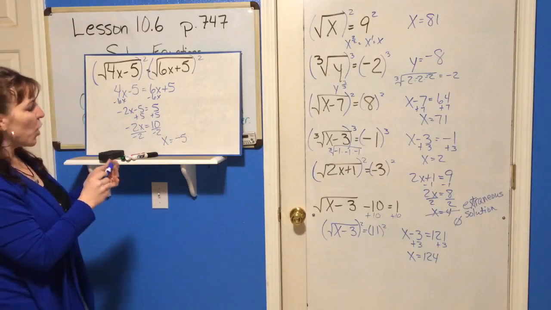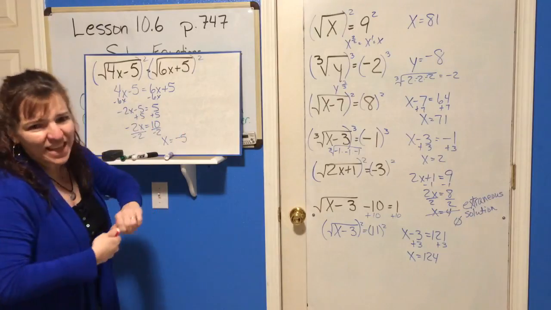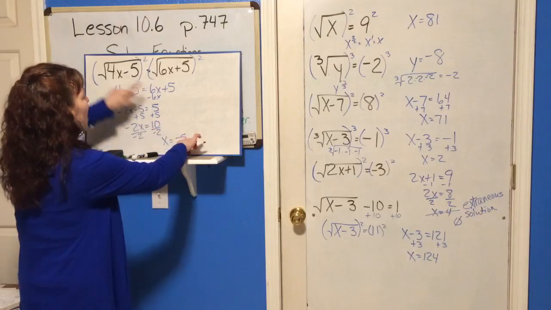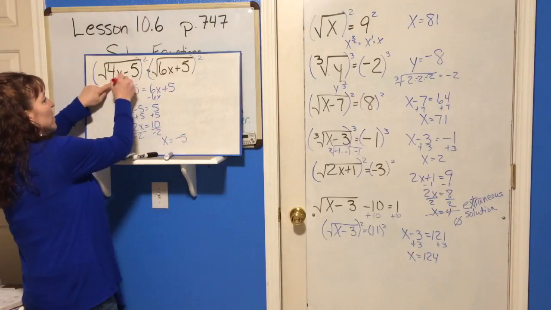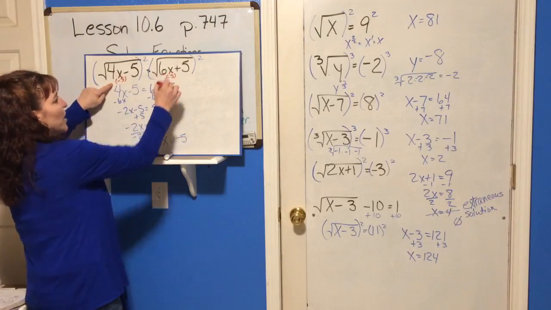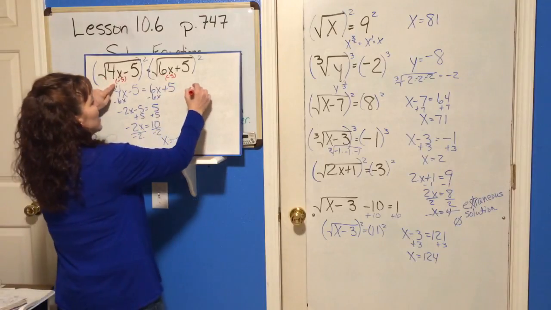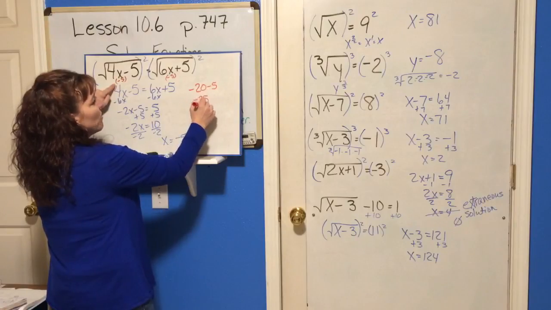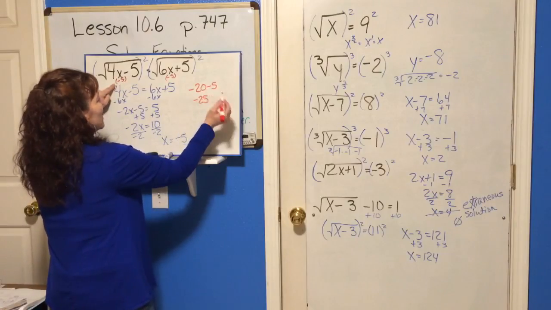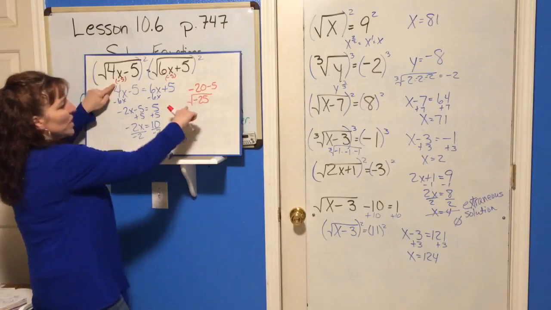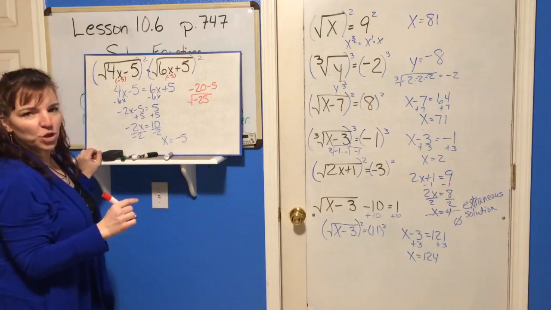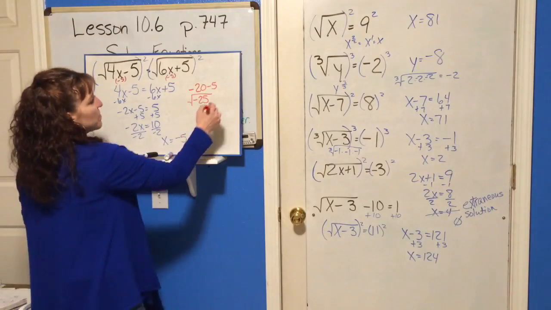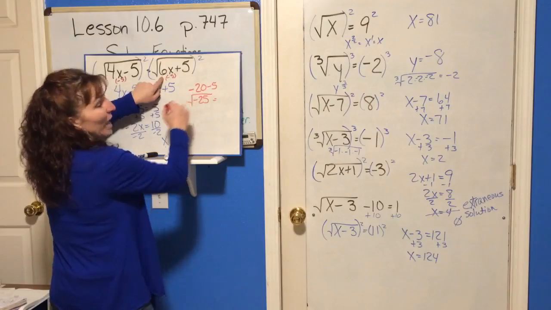All right. Now go in and check it. Don't forget to check it. So you're going to put in the negative 5 everywhere you see an x. So negative 5 here and negative 5 here. So 4 times negative 5 is negative 20. Negative 20 minus 5 is negative 25. And actually right there you can stop, because you need the square root of that negative 25. And what do you know about the square root of a negative number? You can't do it.